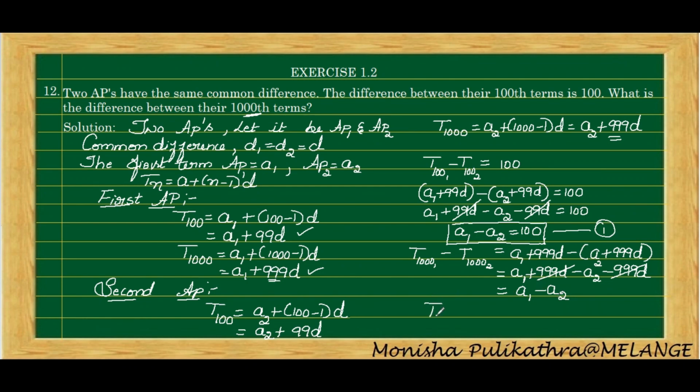So the difference between the 1000th term of both AP1 and AP2 is equal to A1 minus A2. By equation 1, the 1000th term difference is also equal to 100. Hope you understood that. The difference between the 100th term of both the APs is 100, and the difference between the 1000th term of both the APs is also 100 according to equation 1.